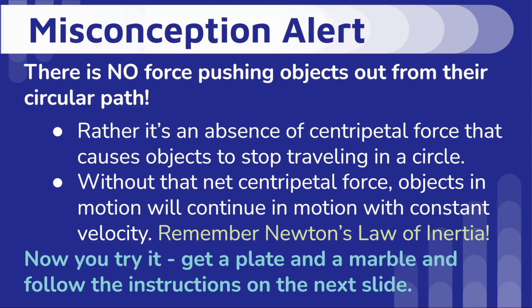So if you don't have centripetal force, if you lose it or if there's not enough of it, I mentioned that with the car in contact with the road, if there's not enough friction, then you'll have your car skid off. Or in this case, there was not enough normal force keeping him in. He actually went over that rail. But it's the absence of that force that causes the objects to stop traveling in a circle. Without the net centripetal force, objects in motion will continue in motion with constant velocity. That is Newton's first law of inertia. An object in motion will continue in motion with a constant speed in a straight line. That's what constant velocity means, constant speed, straight line.